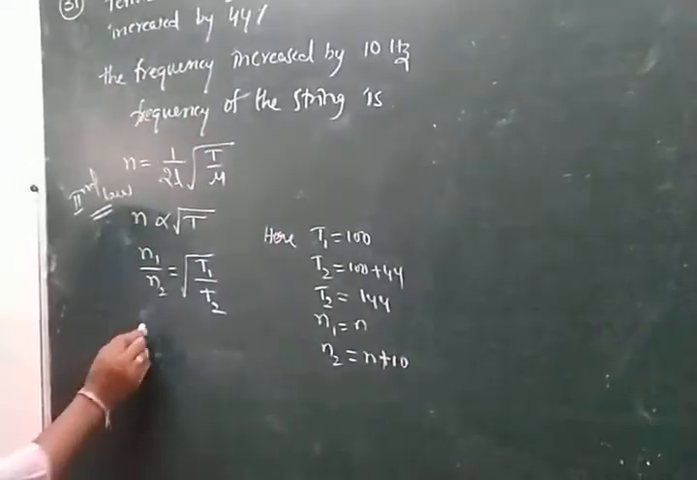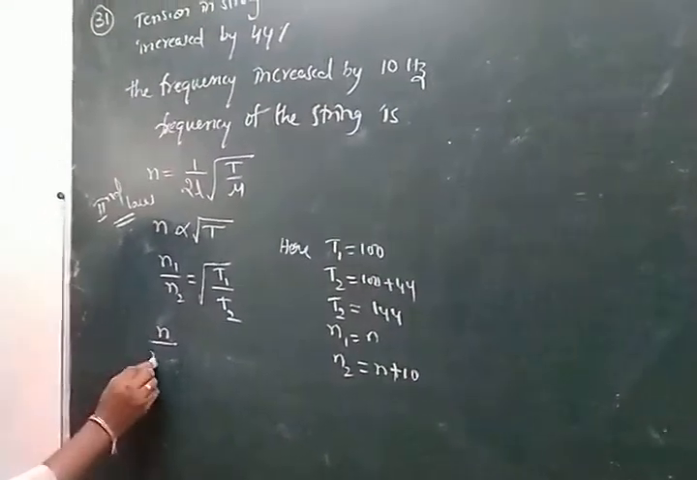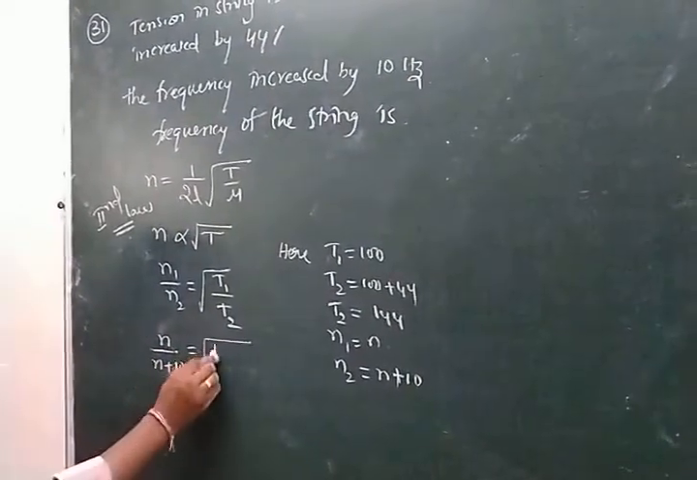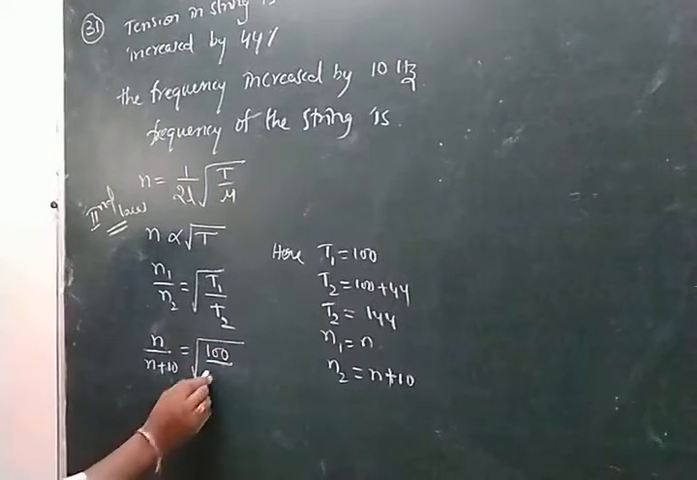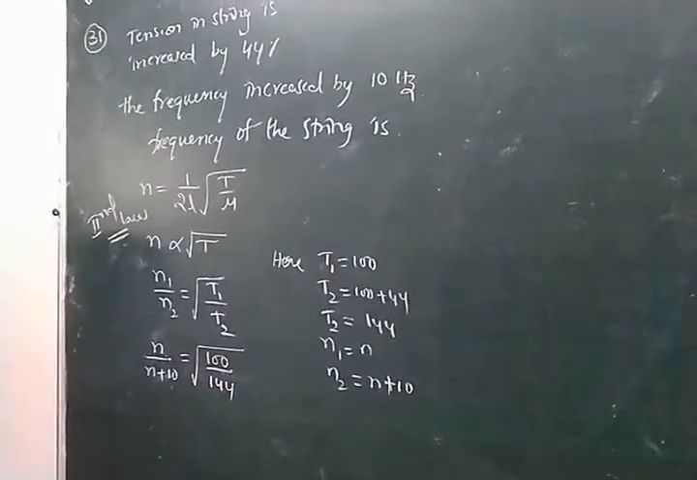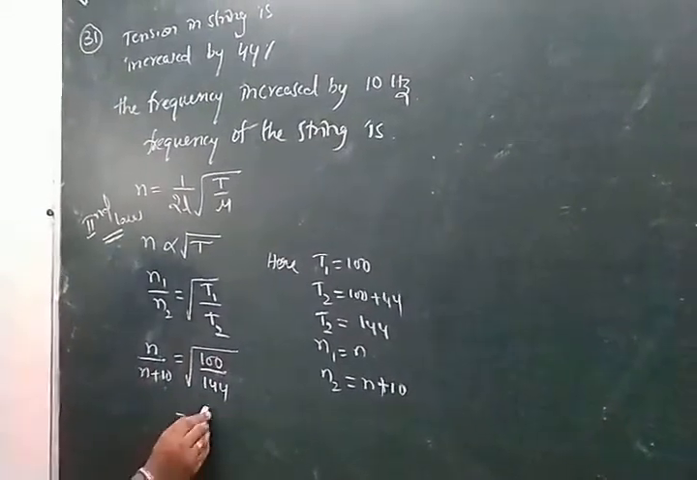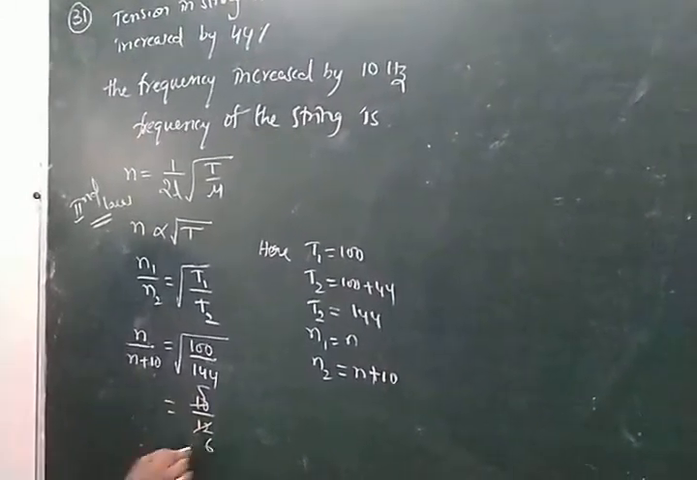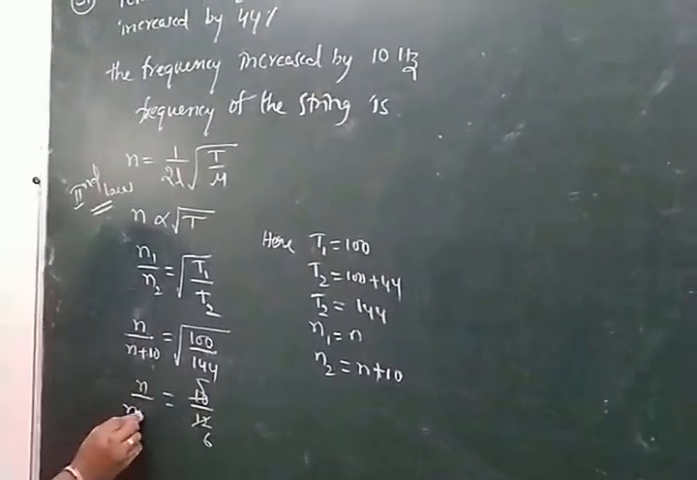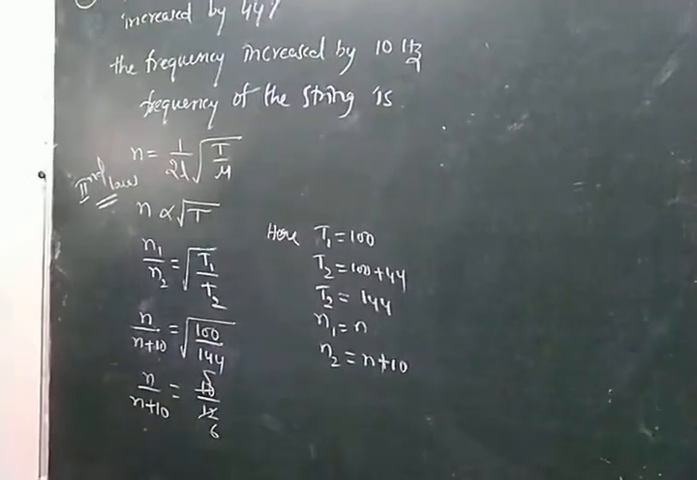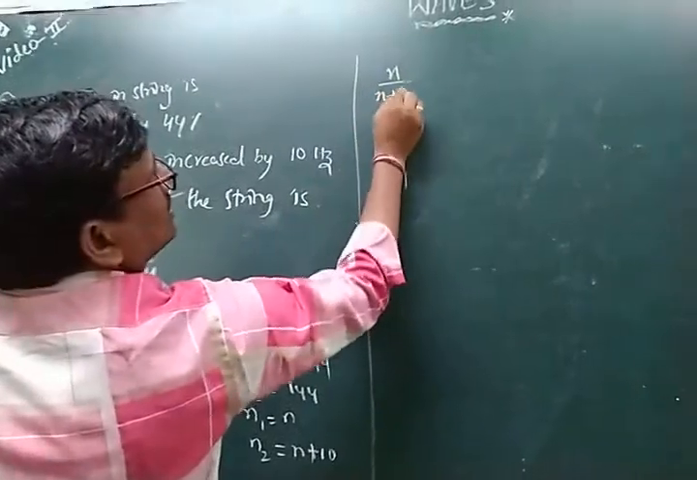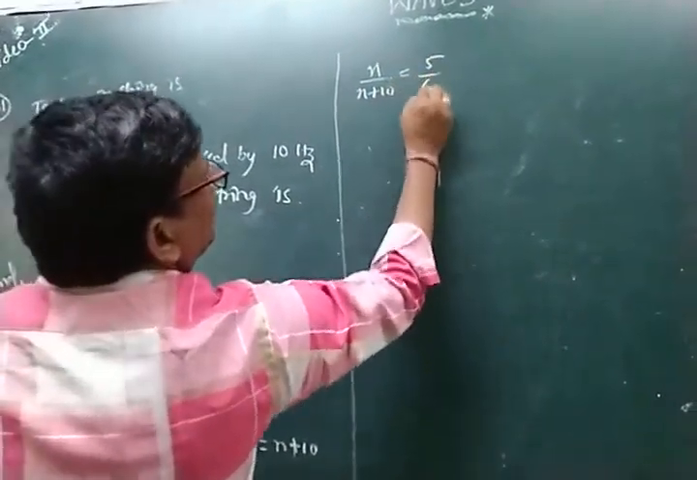n1 is n, n2 is n plus 10, equal to under root of T1 is 100 by 144. Now the root of 100 is 10 and the root of 144 is 12. It is equal to 5 times, this is 6 times. So n by n plus 10 is equal to 5 by 6.